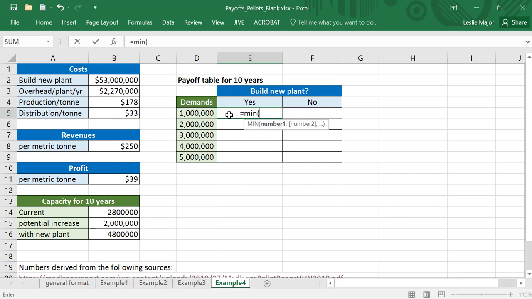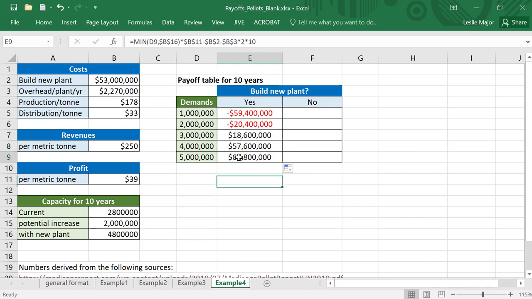Okay, so we're still going to take the minimum call between our demand, now a million, with our capacity, which is 4.8 million. Lock that, times that by our profit per metric ton, which is still the $39. Minus from that several things. So if we are building a new plant, minus that 53 million, lock that reference. Minus also from it our overhead costs, times that by 2 because we're going to have 2 plants, and then also times that by 10 because we're going to be running this for 10 years and looking at our numbers after 10 years here. And let's have a look.